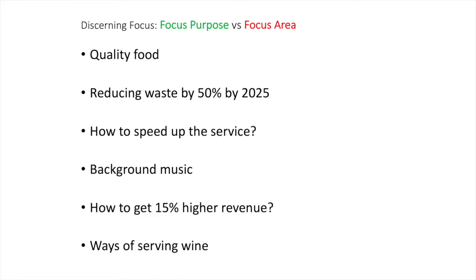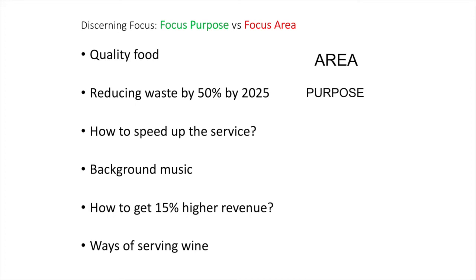How can we discern between focus purposes and focus areas? Let's have a few examples. Quality food. That would be a generic issue. We can say this is a focus area. Reducing waste by 50% by 2025 is something that sounds more like an achievement that we want to work for. That would be a focus purpose.